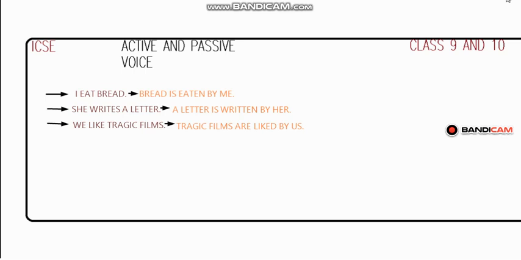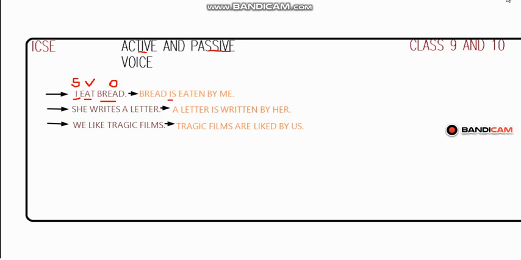Let's see 3 sentences first of all. The first is, I eat bread. I is the subject, eat is the verb, and bread is the object, we all know. So I eat bread is an active sentence, and now we are going to change it into passive voice.